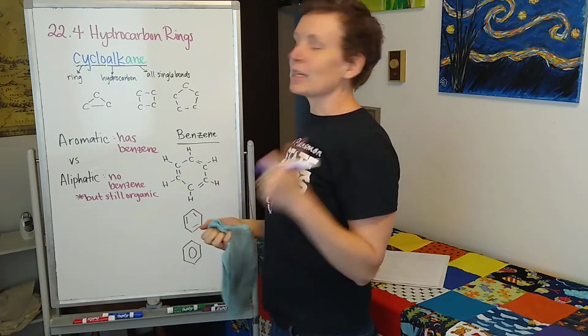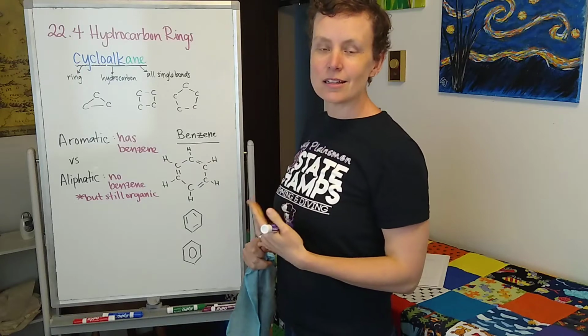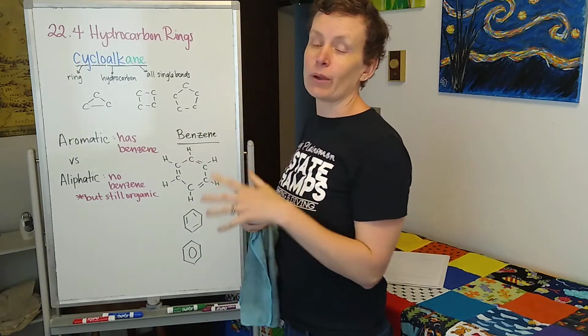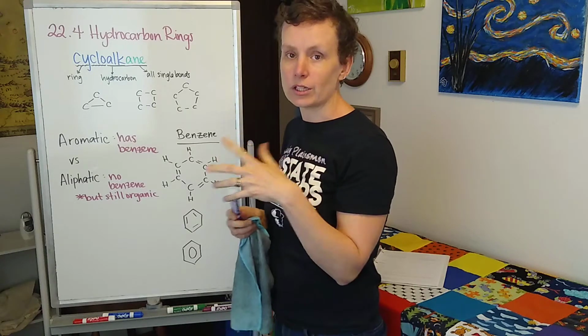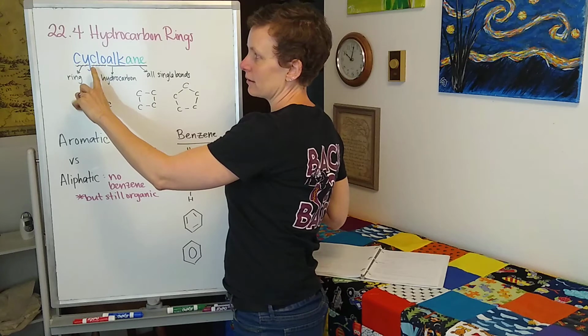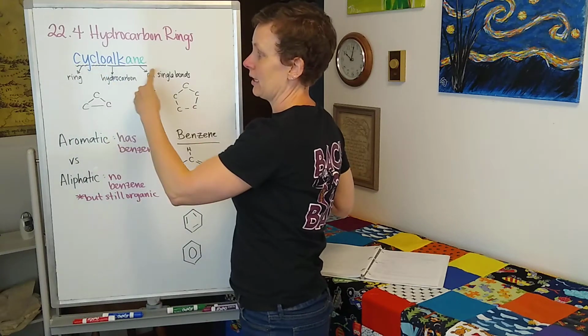Hi again. So this is 22.4, which is hydrocarbon rings. So we've been looking at straight molecules, branched molecules. Now we're getting into a point where the carbons can actually form a ring with each other. And so if we look at the hydrocarbon rings section of your notes packet, you're going to see cycloalkane.